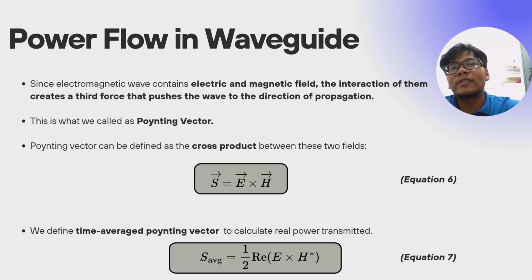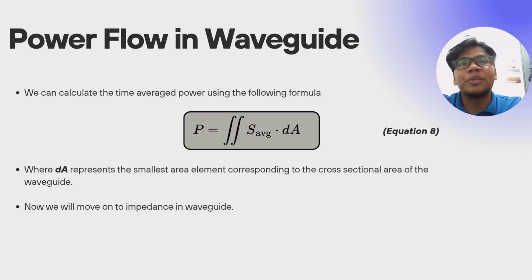Since electromagnetic waves contain both electric and magnetic fields, the interaction creates a force that pushes the wave forward. This is called the Poynting vector, which describes the direction and magnitude of power flow. It is defined as the cross product of the electric field and magnetic field. To calculate the real power transmitted, we use the time average Poynting vector. This gives us the average power flowing through the waveguide over time. To calculate the total power transmitted, we integrate the time average Poynting vector over the cross-sectional area. This gives us the average power flowing through the waveguide.